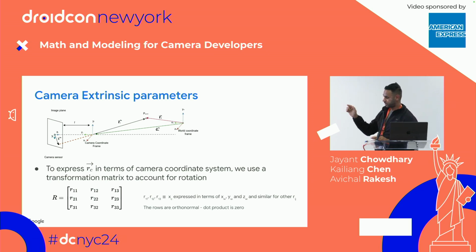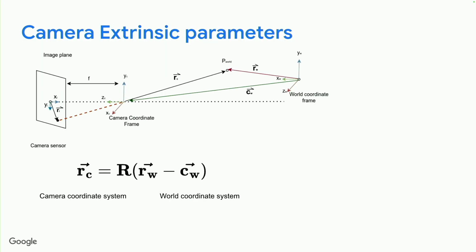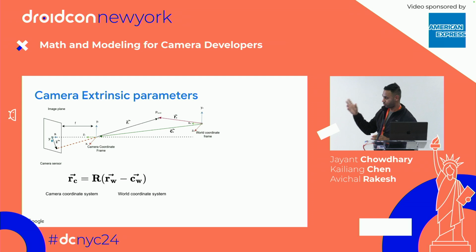One thing to note here is that the rows of this matrix are going to be orthonormal to each other. So if you do a dot product of any two pairs of the rows in this matrix, it'll come out to be 0. This seems insignificant right now, but we'll use it later in the talk. Now that we've got this rotation matrix, we can write this equation without worrying about the fact that RW, CW, and RC are defined in different coordinate systems, because we've now taken this rotation matrix into account, and this equation is now valid.